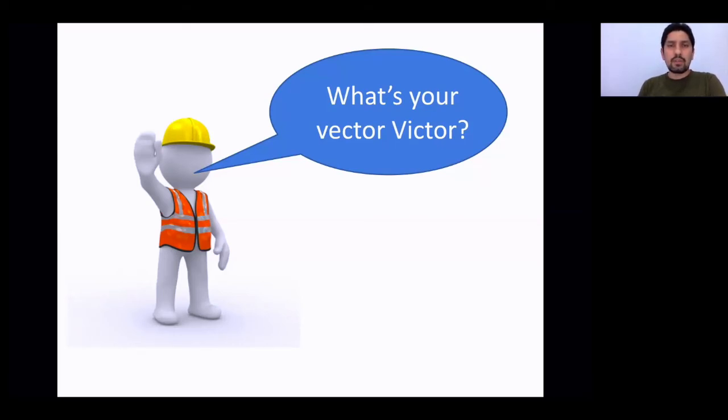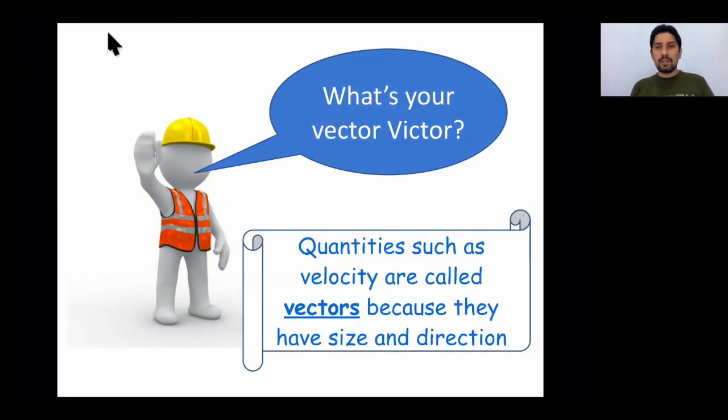So far, we just talked about speed and velocity. Speed has no direction, so we call it a scalar quantity. Velocity has direction, so it is a vector quantity. Quantities such as velocity are called vector quantities because they have size and direction. So if a quantity has size and direction, it is a vector quantity.